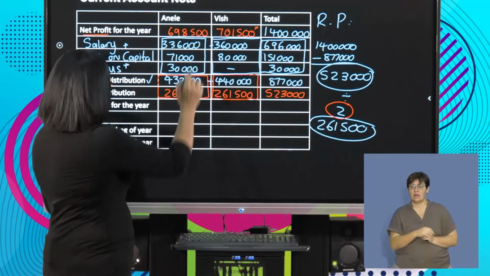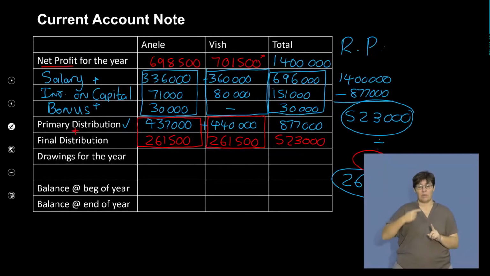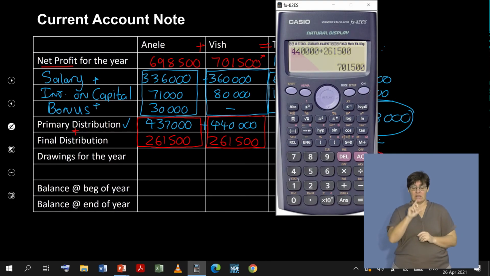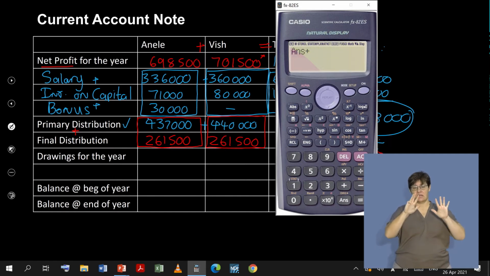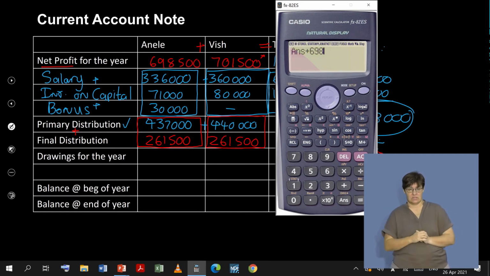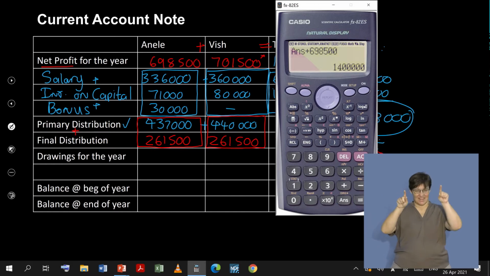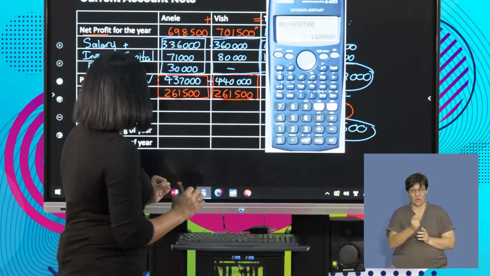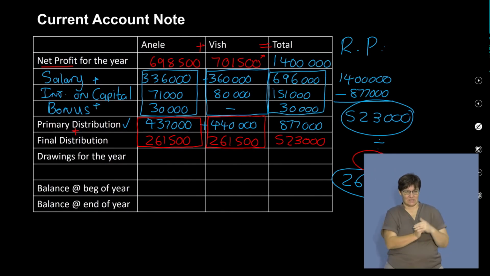So remember, if I take Anele's net profit plus the net profit for Vish, I must get total net profit for the year. So let's see if I made a mistake. Hopefully I didn't. So 701,500 plus 698,500, and that should give me, holding thumbs, 1,400,000. So as you can see, I didn't make a mistake. Okay, right, almost done with the note.